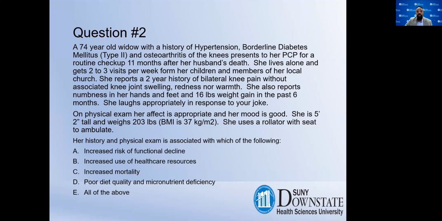church. She reports a 2-year history of bilateral knee pain without associated knee joint swelling. So the joint swelling, the redness and warmth is not present. Joint swelling, redness, warmth, even tenderness, those are cardinal signs of inflammation. So this would be a non-inflammatory arthropathy, right? So it's osteodegenerative arthritis. So she reports 2 years of bilateral knee pain.